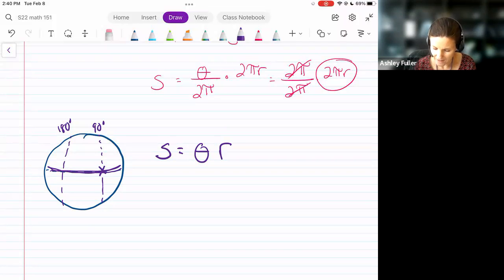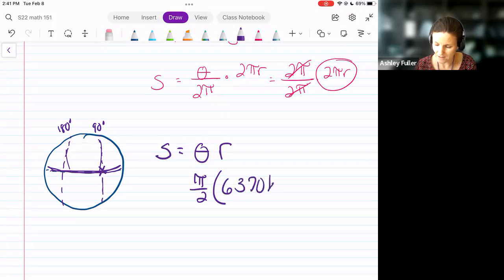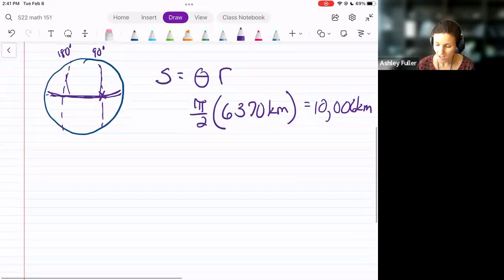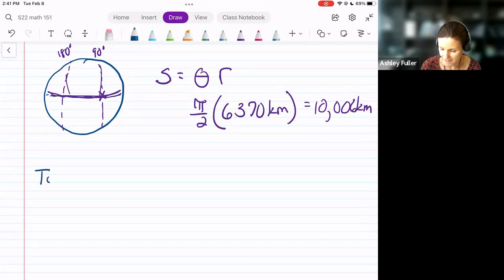Well, the theta between 90 degrees and 180 degrees is 90 degrees, which is pi over 2 radians. And you would need to know the radius of the Earth, which is 6,370 kilometers. When we multiply that, we can calculate that that ship would be traveling approximately 10,006 kilometers. Now, suppose that that ship took 15 days. We can turn this into a speed then. Remember, speed is just distance divided by time.